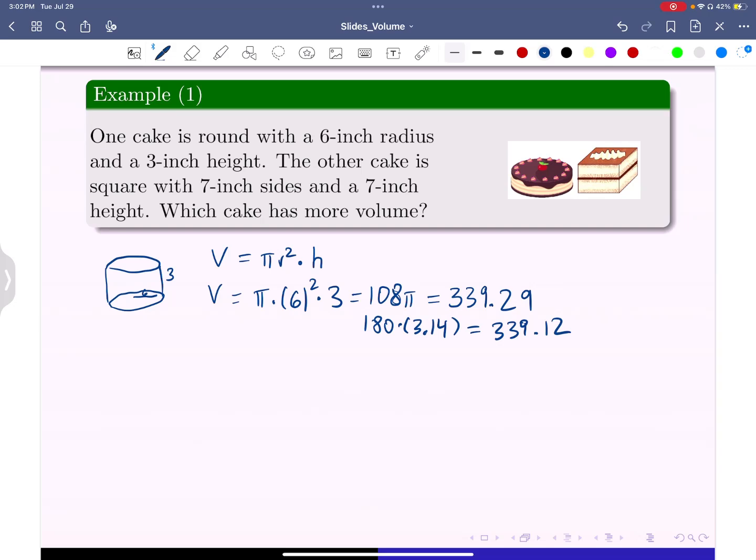So if we round this to the whole number, it would be 339 cubic inches. That's my volume.